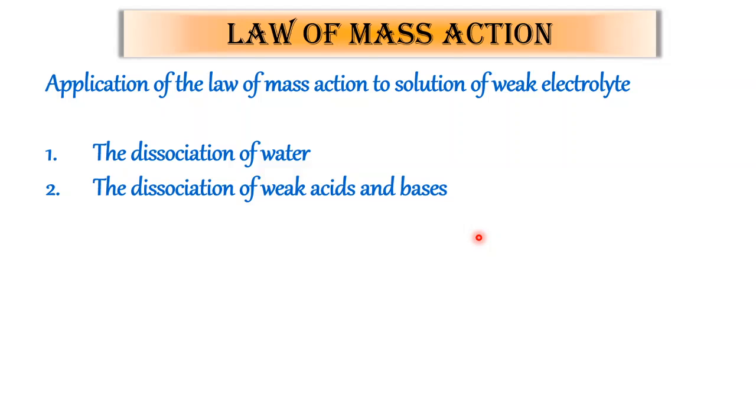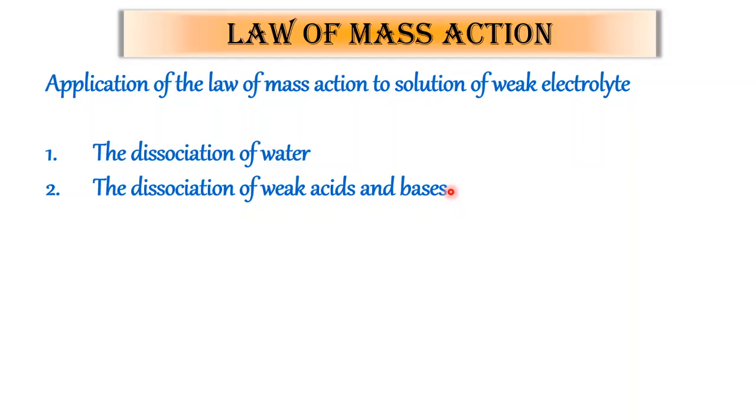So law of mass action is used to study the dissociation of the water and again dissociation of weak acid and weak base. By studying dissociation of the water, we can calculate ionic product of the water, which will be helpful to determine the pH and pOH of the solution. And dissociation of weak acid and weak base will be helpful again to decide the pH of given weak acid and to determine the pOH of given weak base.